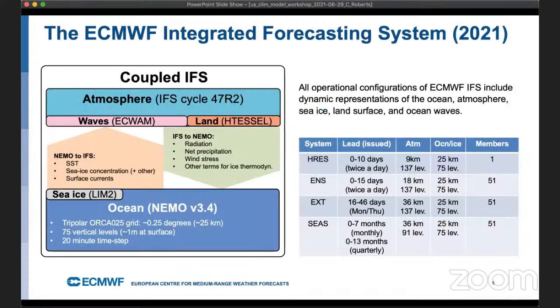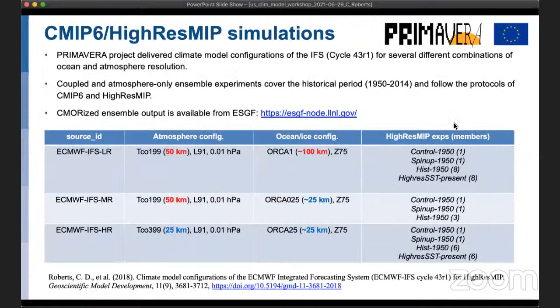So for those not familiar with it, this is a schematic of the ECMWF Integrated Forecasting System. An important thing to note is that all of our operational configurations are coupled to a dynamic ocean model, an ocean wave model, and sea ice. The resolution of the atmosphere varies from about 9 kilometers to 36 kilometers, covering the medium range to seasonal lead times. And at all of these lead times, we use the same 25-kilometer eddy-permitting ocean sea ice model, NEMO.